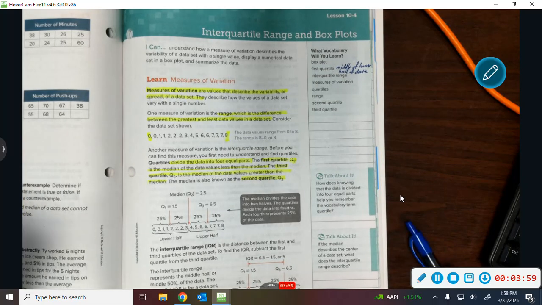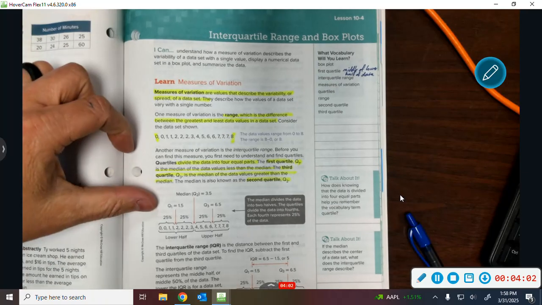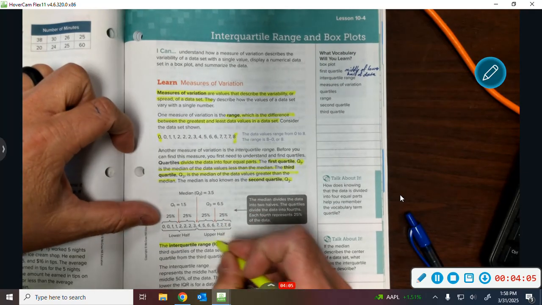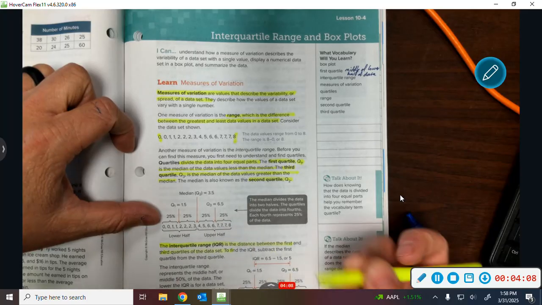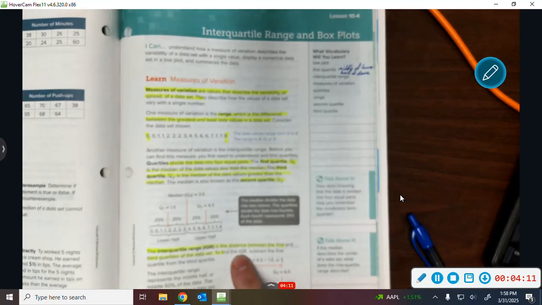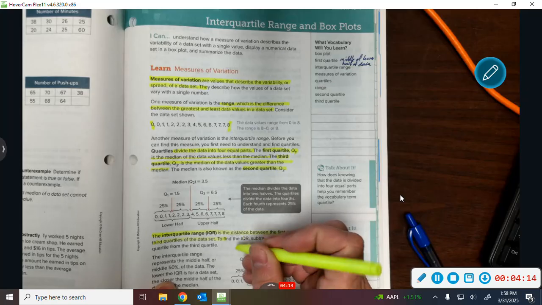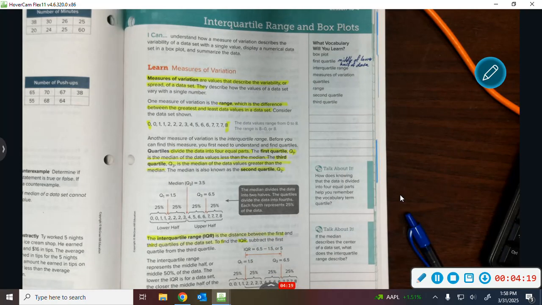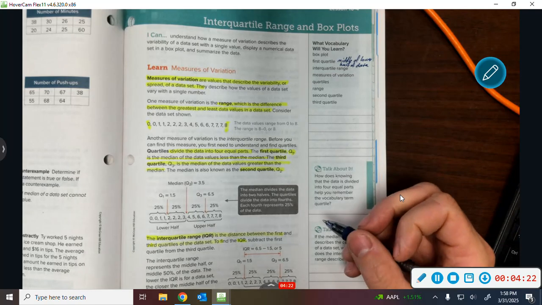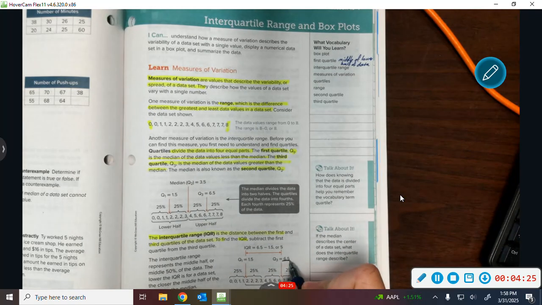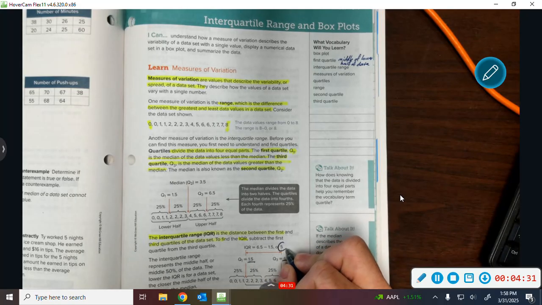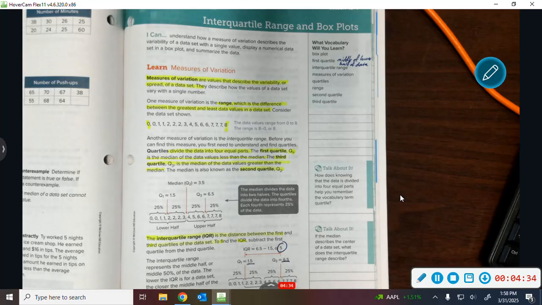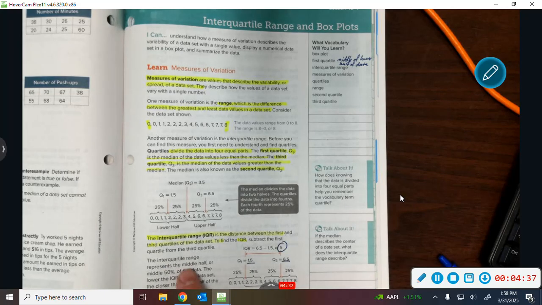So the interquartile range is the distance between the first and third quartiles in the data set. In order to find the IQR, that's kind of a big one to know, IQR, or interquartile range, we subtract the first quartile from the third quartile. So we take this number 6.5 and subtract 1.5 to get our interquartile range of 5. The interquartile range represents the middle half, or middle 50%, of the data.